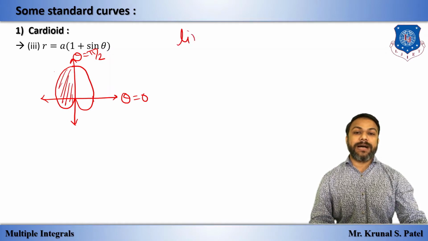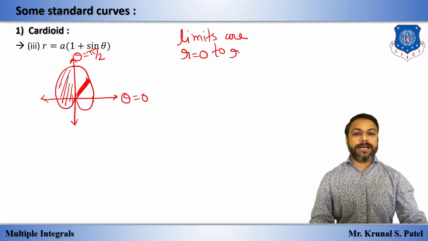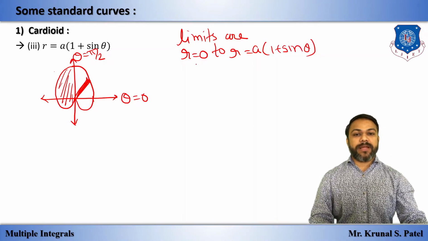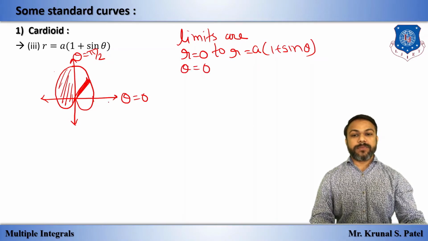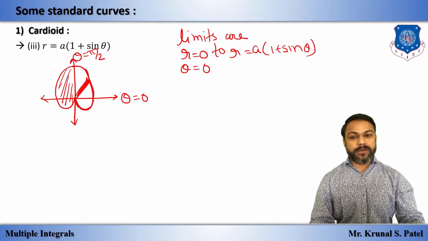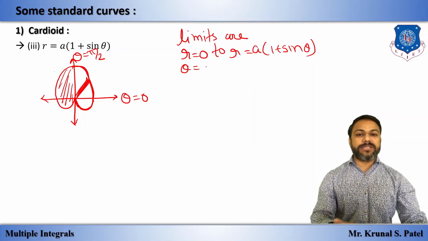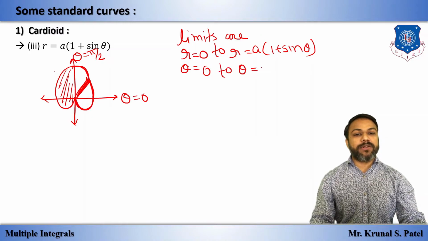So limits are same. r is equal to 0 to the curve, as we have discussed. Origin to curve: 0 to r is equal to a(1 plus sin theta), and theta, if we take starting from here to here, so we will take theta is equal to 0. If the entire cardioid is given, then 0 to theta is equal to 2 pi we can take.